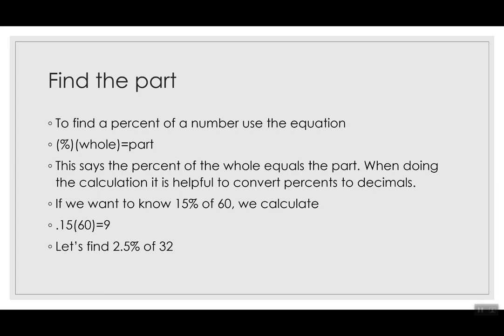Let's find 2.5% of 32. We'll change 2.5% to 0.025. We'll multiply by 32, and our result is 0.8.